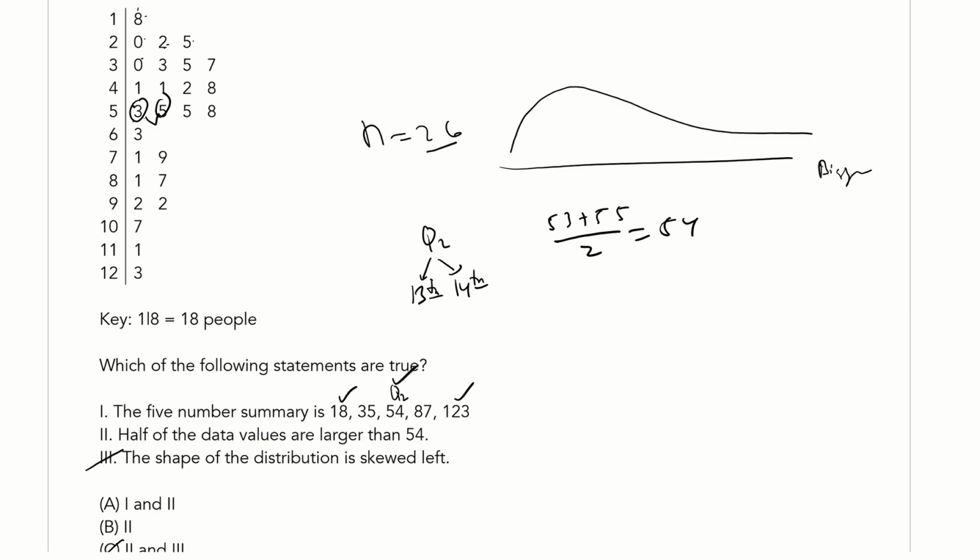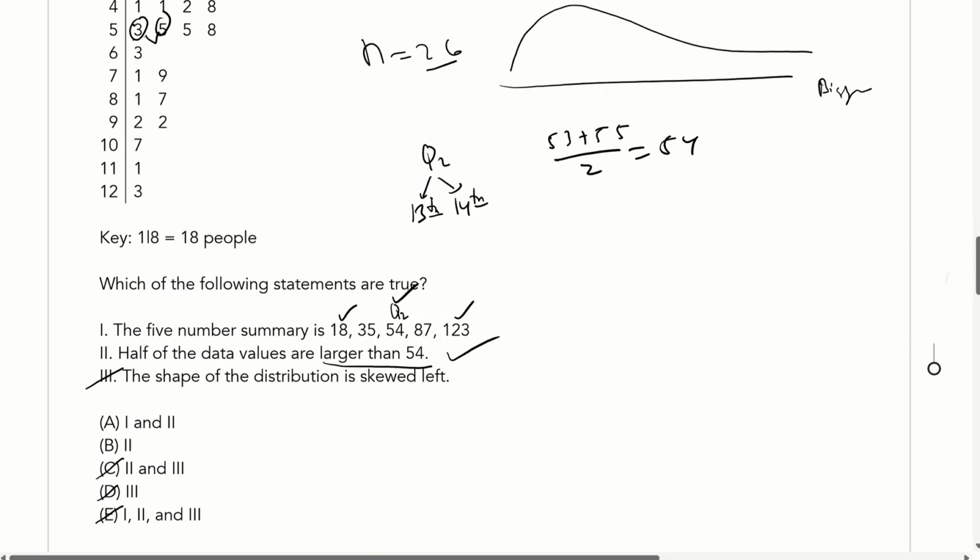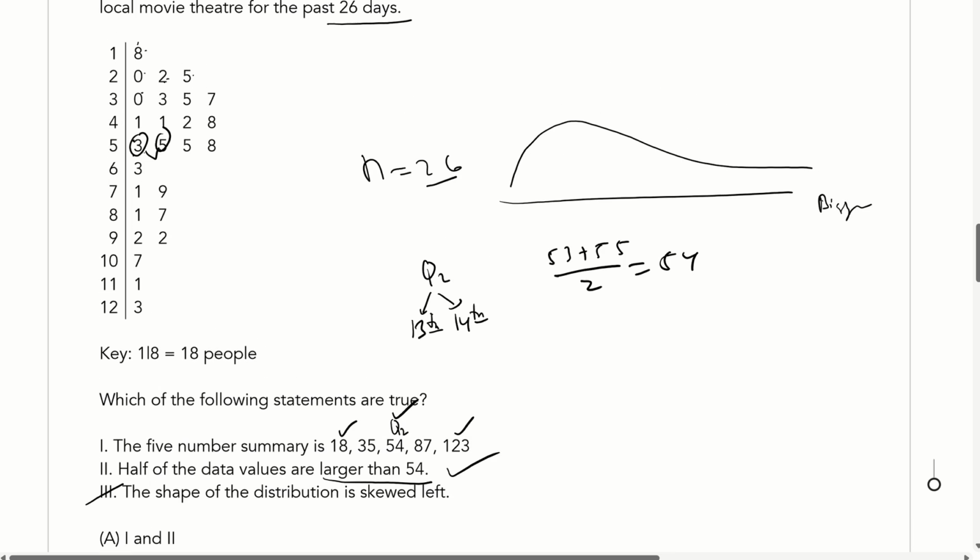So that's true. And so half of the data values are larger than 54. That's got to be true then. All right, so that doesn't eliminate any choices for A and B because we have to eliminate A. All right, so let's do the first quartile and then third quartile. All right, so first quartile.